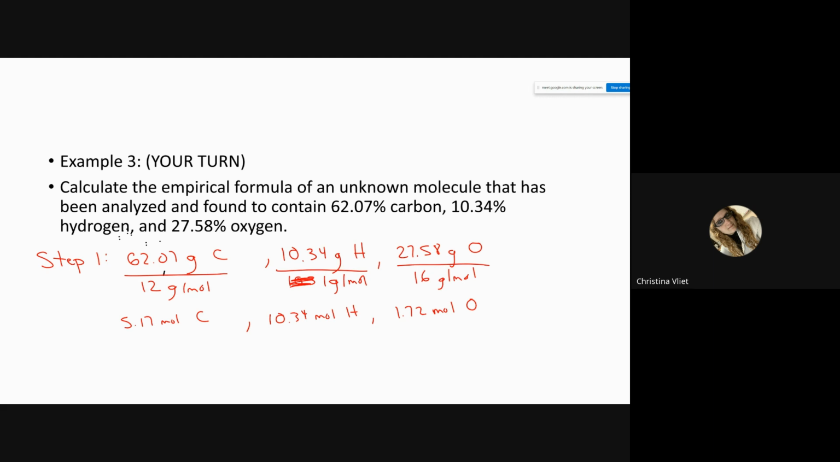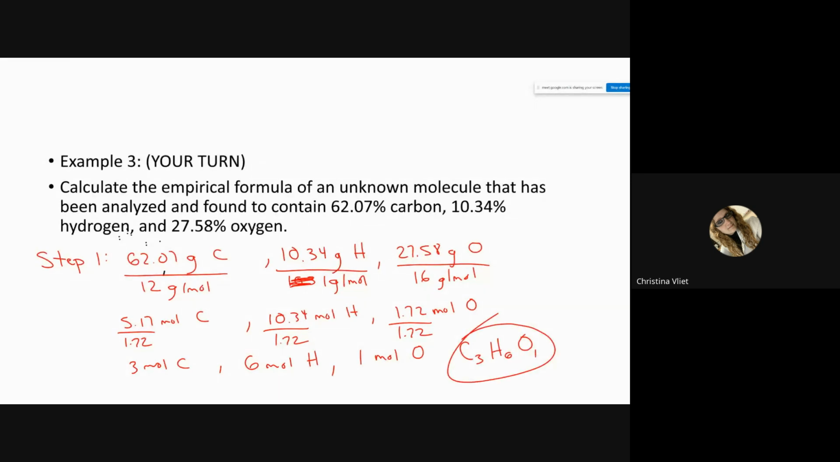When you analyze these 3 numbers, what's the smallest number? 1.72. Divide each of these by 1.72, and you get really close. We know this is going to be close to 3. This is 6. And this is 1. And so your final chemical formula would be C3H6O1. Good job to all of those of you that got it.